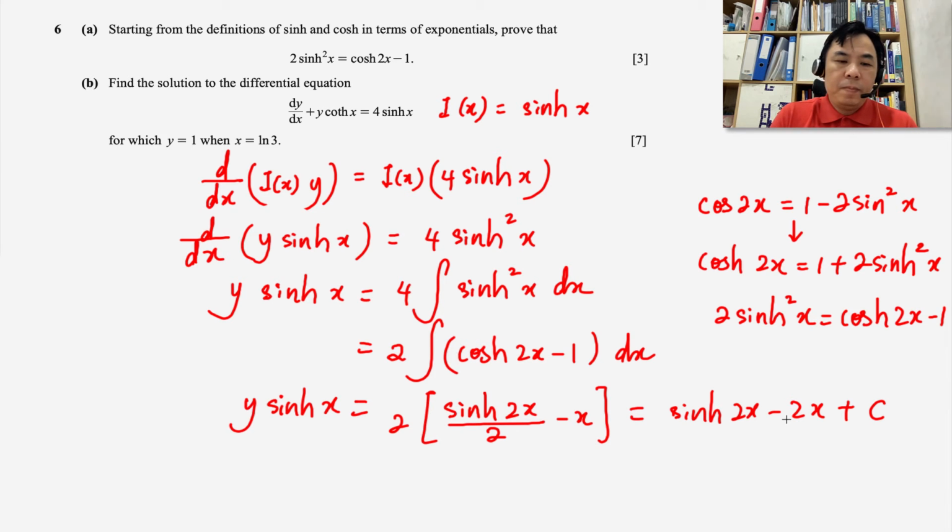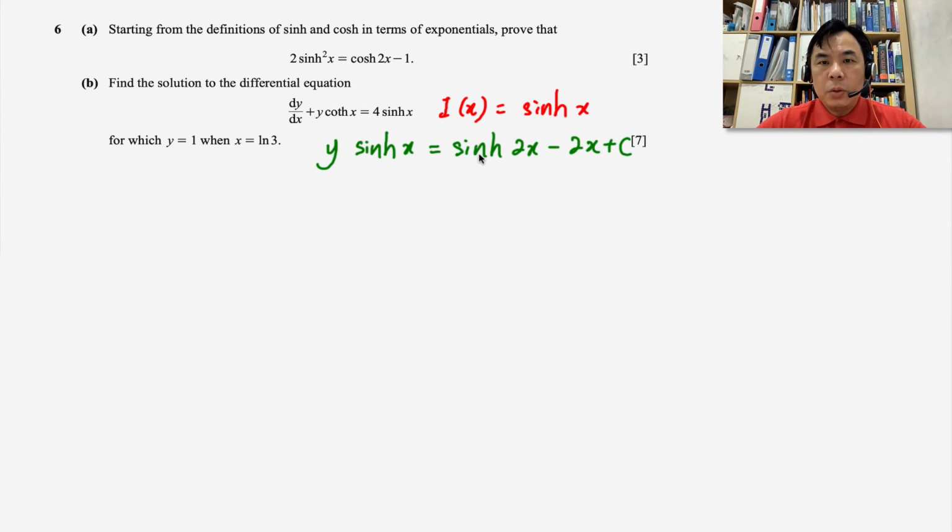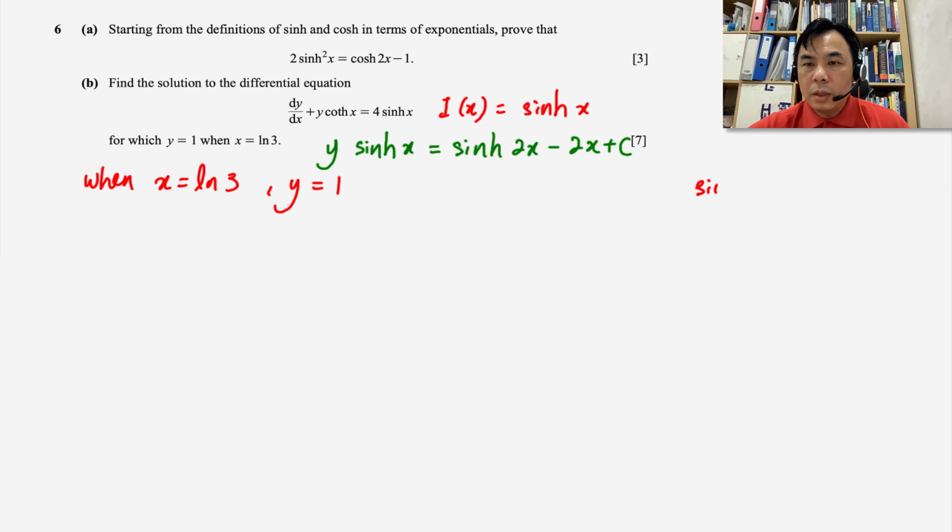Right, this is our result that we have obtained previously, and now we have to figure out what is the value for c by using these conditions. When x is equal to ln 3, our y is equal to 1. So all we need to do is just substitute this one in. And now, of course, it's always best to make use of the definitions for sine hyperbolic here. Now I'm going to write it down at the side one more time if you have forgotten the definition.